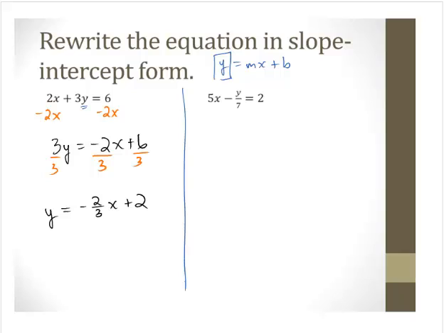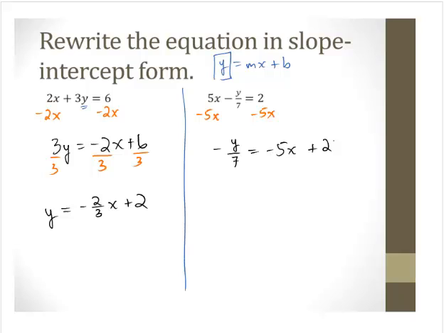Here's another example. 5x minus y over 7 is equal to 2. Again, I want to isolate the y variable, so I will first remove the x term from the left-hand side, yielding -y over 7 is equal to -5x plus 2.